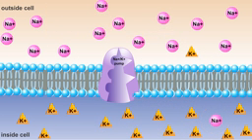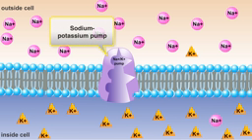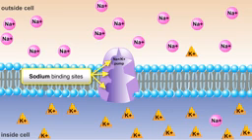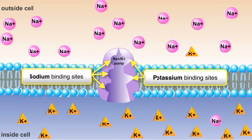One of the more common examples of active transport is the sodium-potassium pump. The job of the sodium-potassium pump is to move sodium ions, or Na+, out of the cell, and potassium ions, or K+, into the cell. Let's take a closer look at how this happens. The sodium-potassium pump has binding sites for 3 sodium and 2 potassium ions.